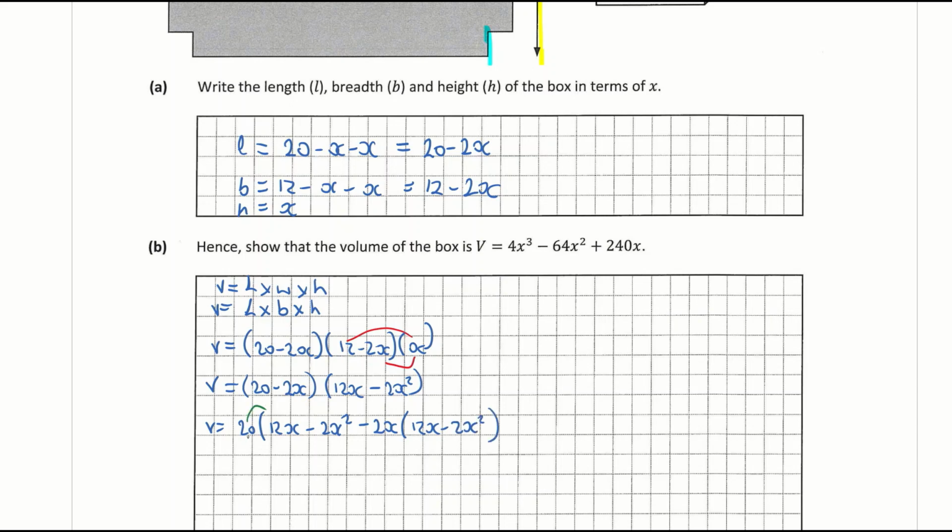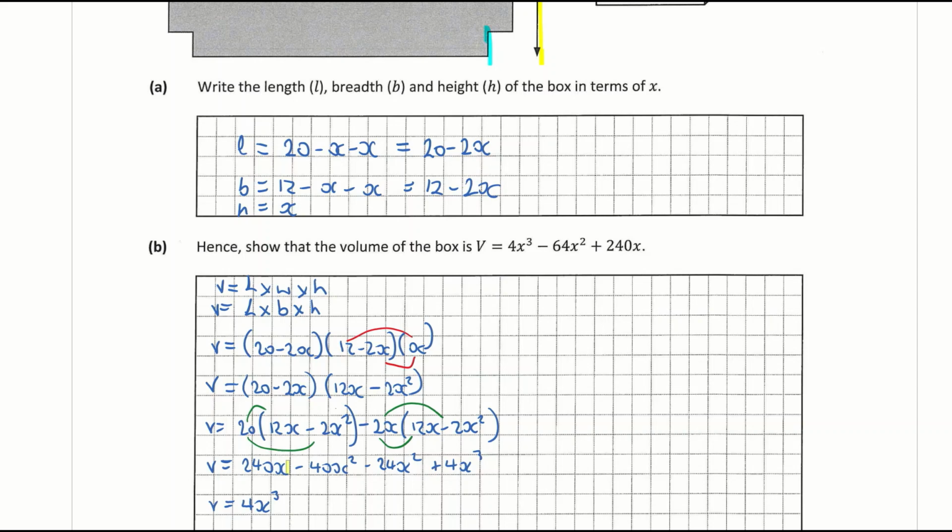Multiplying that in now, that's going to give me 20 multiplied by 12, which is 240x. 20 multiplied by minus 2x squared is minus 40x squared. Minus 2x by 12x is minus 24x squared. And then finally, minus 2x by minus 2x squared is giving me a positive 4x cubed. Rearranging that to the degree of the highest value first, so that's my 4x cubed.